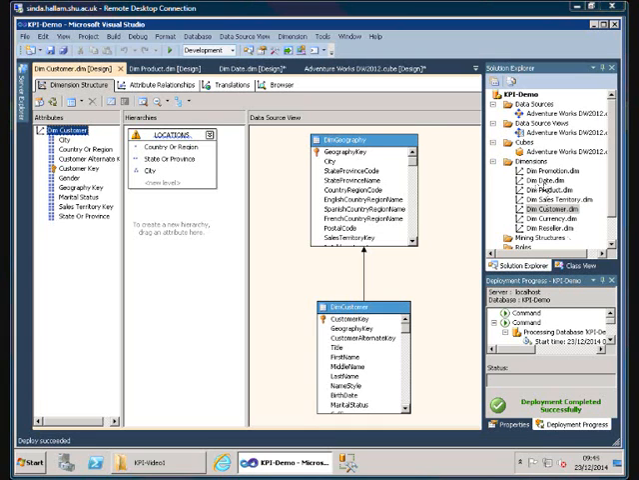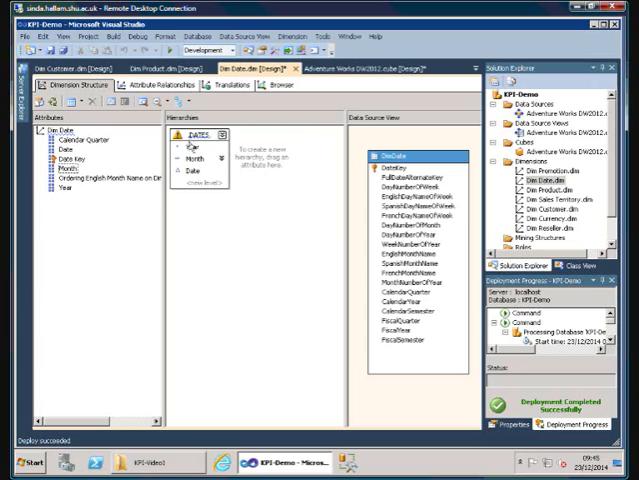The notion of these hierarchies, and particularly to do with dates, is going to become very important as we progress through this class.